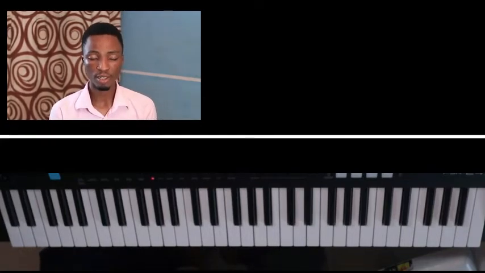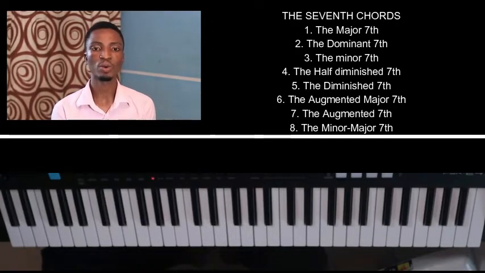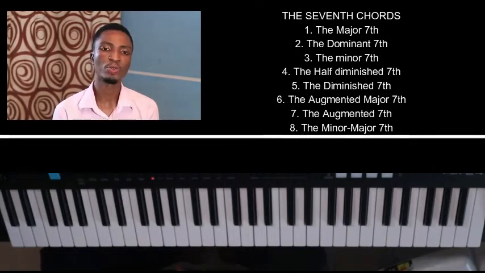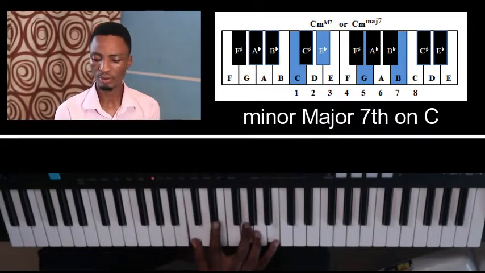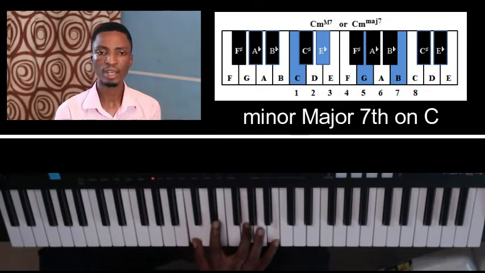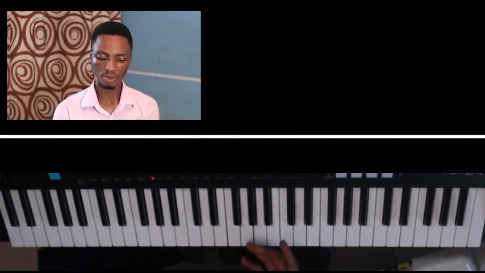The last seventh chord that we'll be looking at is the minor major seventh chord. The seventh note is added to the minor triad to form this chord. The minor triad, you add the seventh to it, so you have C, E flat, G, and B as the C minor major seventh. Now you can build seventh chords on all the keys also.